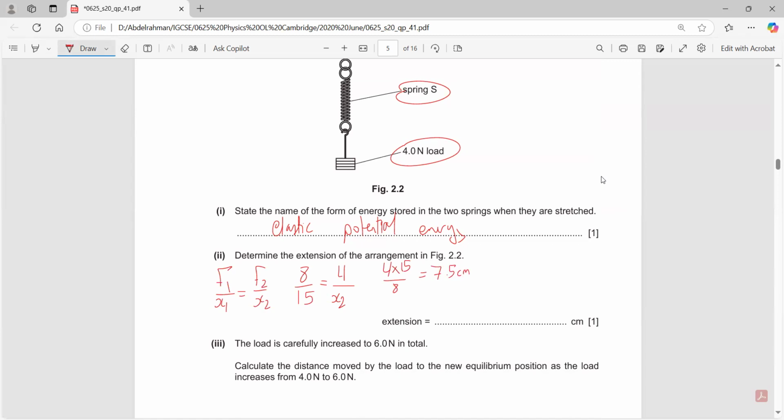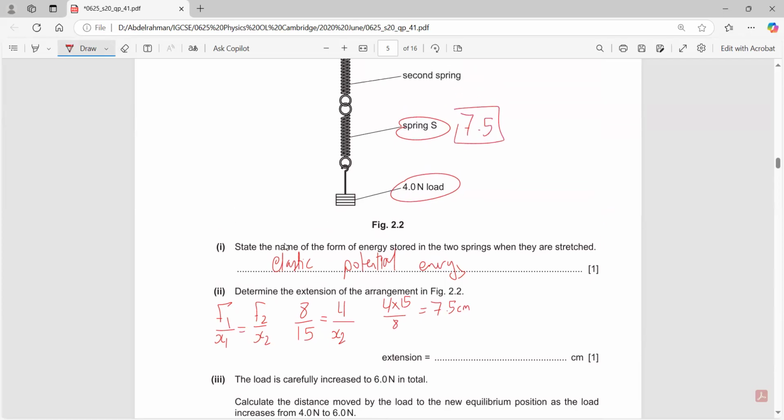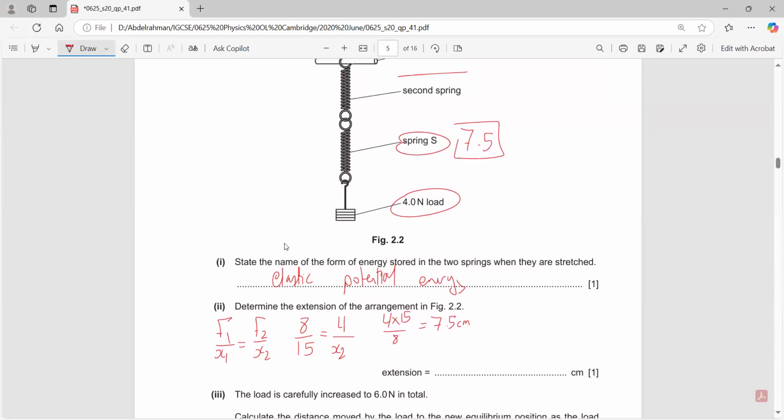But this is for only spring S. What about the other spring? It would have the same extension since it's an identical spring. So both of them would have extensions of 7.5 centimeters. We can add them up to have a total extension of 15 centimeters, or basically you can just say 7.5 times 2.